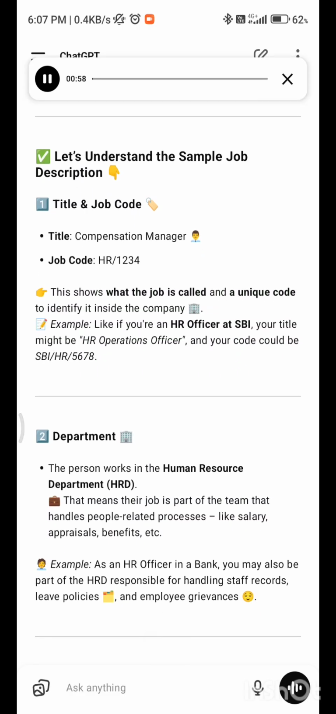1. Title and job code. Title, compensation manager. Job code, HR 1234. This shows what the job is called and a unique code to identify it inside the company. Example, if you're an HR officer at SBI, your title might be HR Operations Officer, and your code could be SBI/HR 5678.